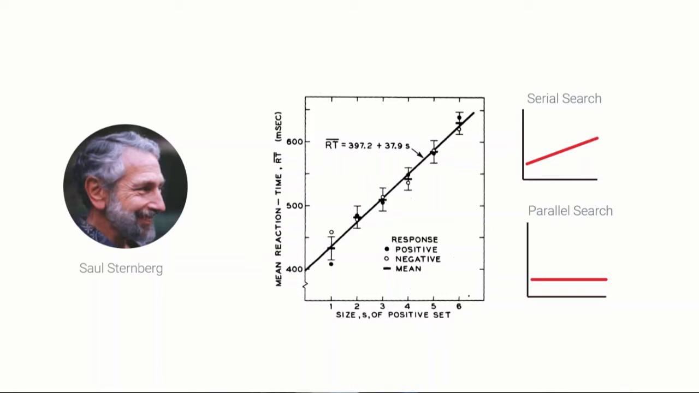On the x-axis, we have the size of the set, and on the y-axis, we have the amount of time it took for the person to answer yes or no to the probe. And we see a straight line that is ascending, a linear trend. This really looks like a serial algorithm. It looks like we're scanning each number one at a time, and it takes longer to scan a longer list of numbers in our working memory.